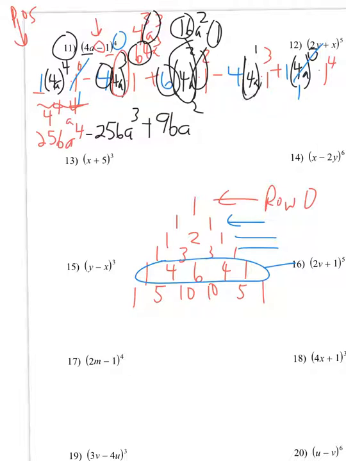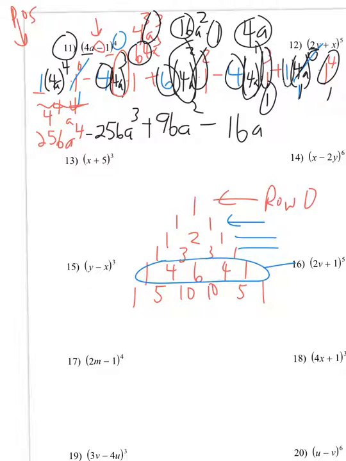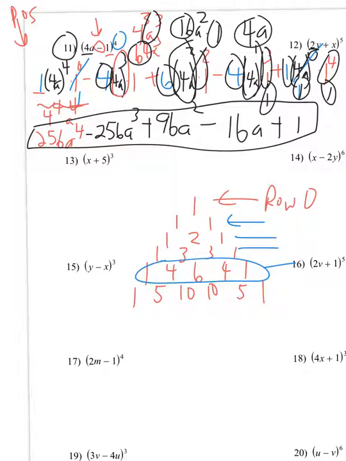Now I do 4a to the first, which is just 4a. 1 cubed is just 1. So I have 4 times 4a times 1, which is minus 16a. And then this last term, my 4a in parentheses to the 0, I already replaced with a 1. 1 to the fourth power is 1, so I have 1 times 1 times 1, which is 1. And there is my answer to that problem.